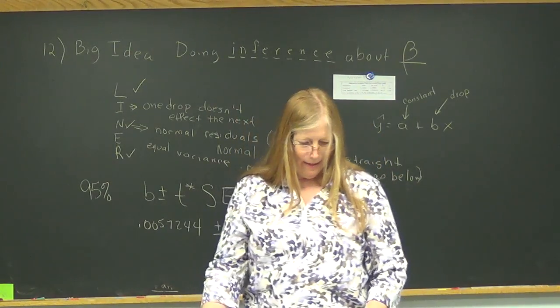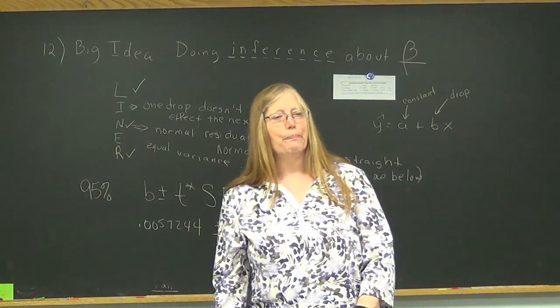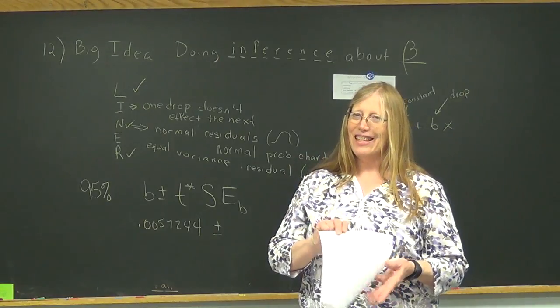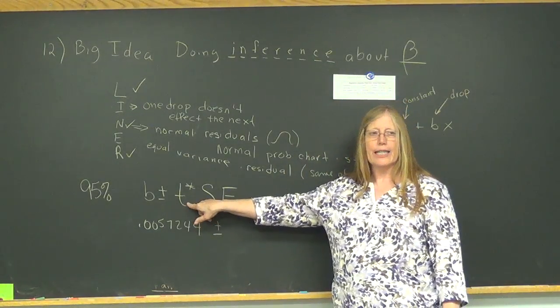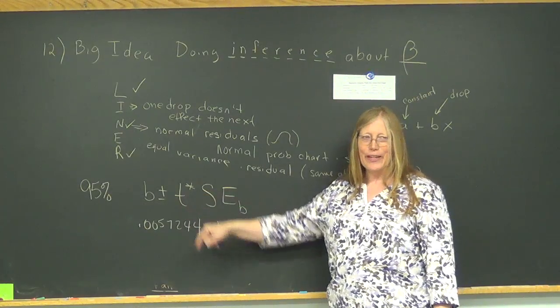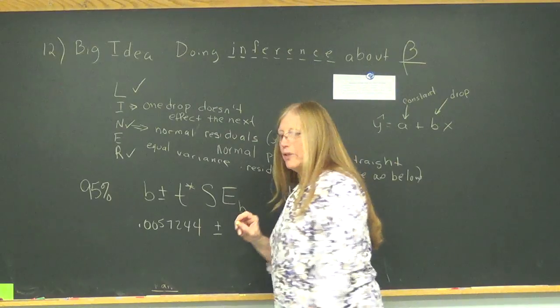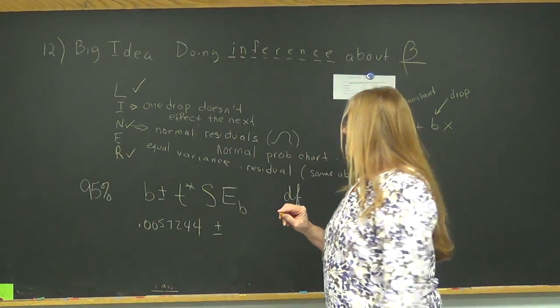What's our degrees of freedom? Right, now you have to know where to stop. Anytime you're on chart B and you're looking for a T, you need degrees of freedom. So is it 69? How many trials were there? How many helicopters did they drop? 70.